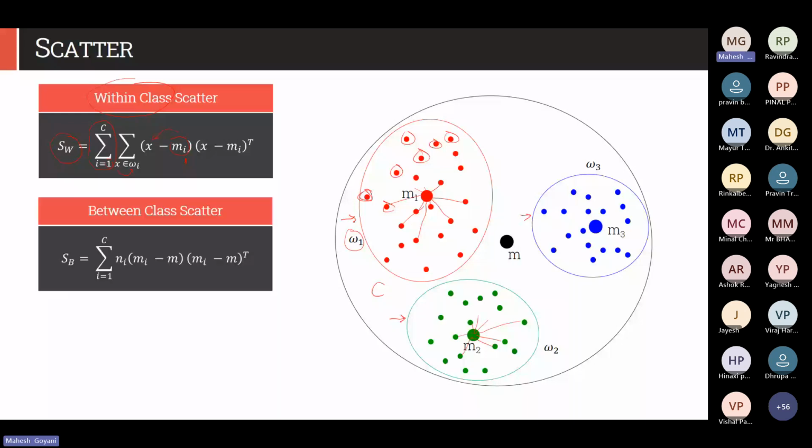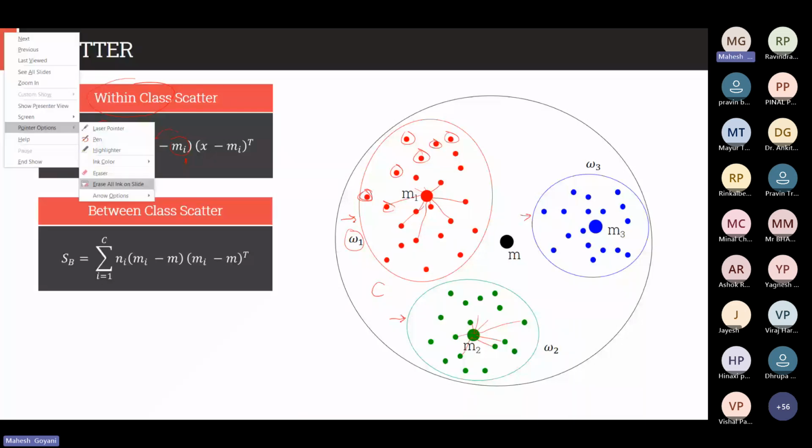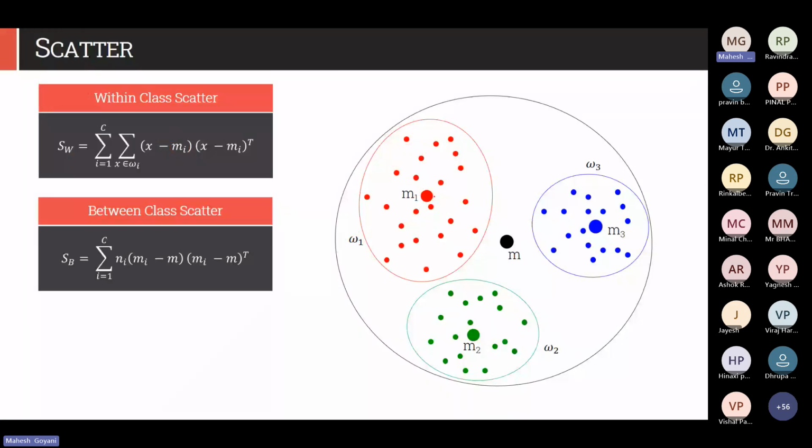Second terminology is between class scatter. That means what is the separation of classes, or how far two classes are from each other. So that we can assess by the distance of the mean of every class, that is, how far they are from each other. See, if one class is here and another class is here, then obviously the distance between the means of these two classes is very high. So we can say that between class scatter is very high. But if two classes are very close to each other, then the between class scatter between these two classes would be very small.